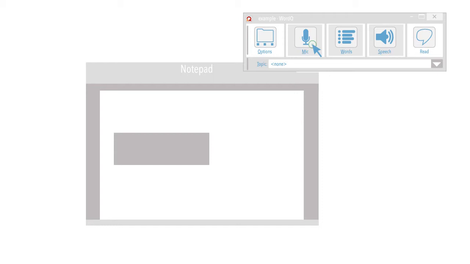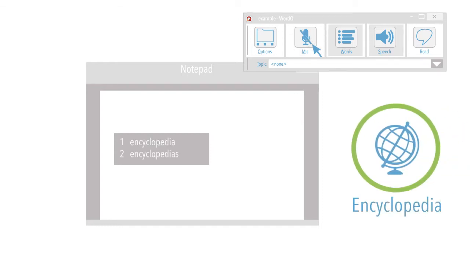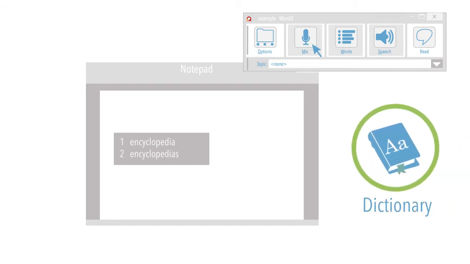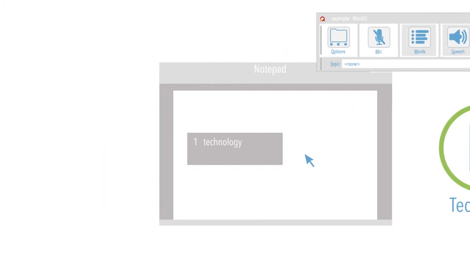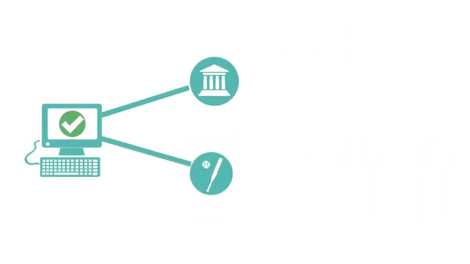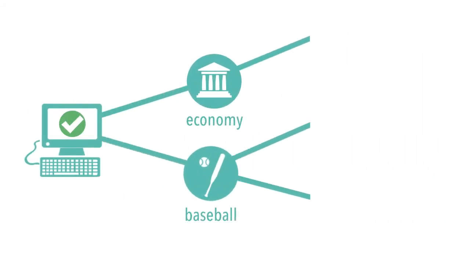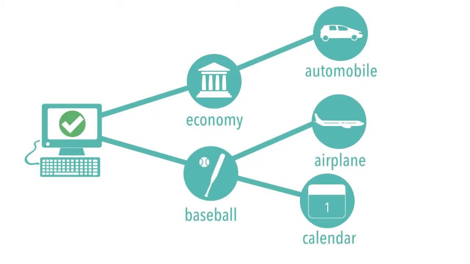Try saying encyclopedia. Encyclopedia. Or dictionary. Dictionary. Or technology. Technology. It's very easy for it to succeed with large words because not very many words sound like them. They all somewhat sound unique.